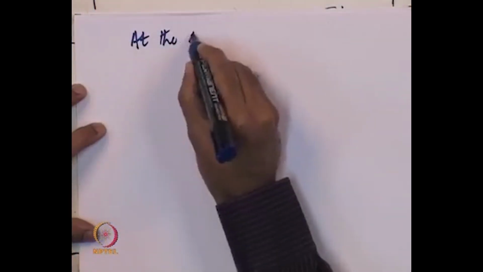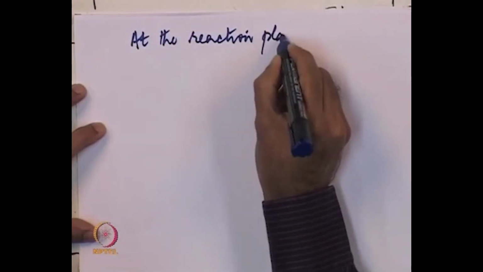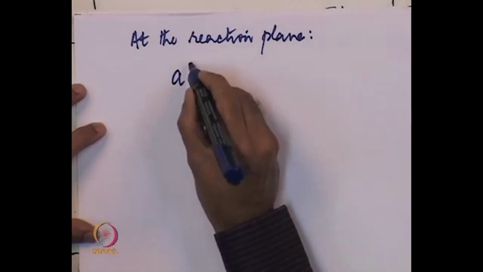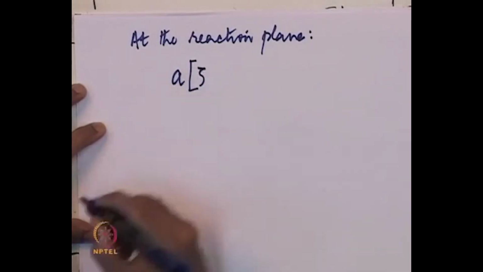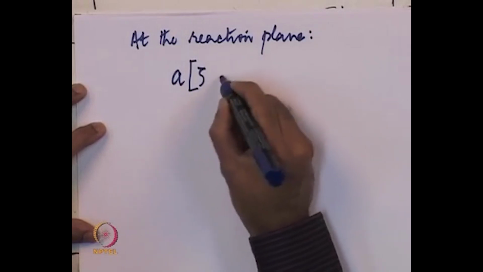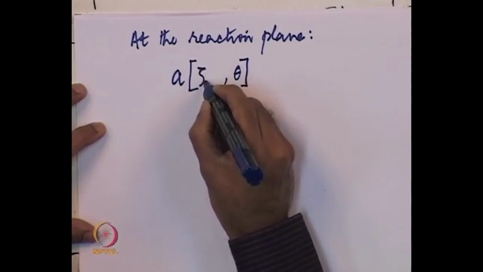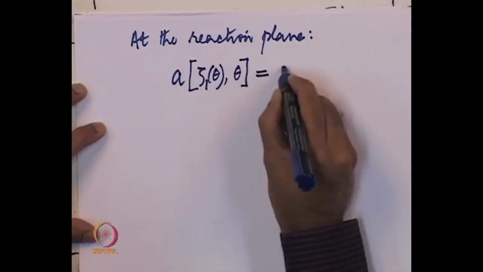So, this approach consists in recognizing that at the reaction plane, the following identity holds. We have the concentration of A, which is a function of zeta and theta, and since we are considering the reaction plane, it is zeta 1, which is itself a function of theta, is identically equal to 0.